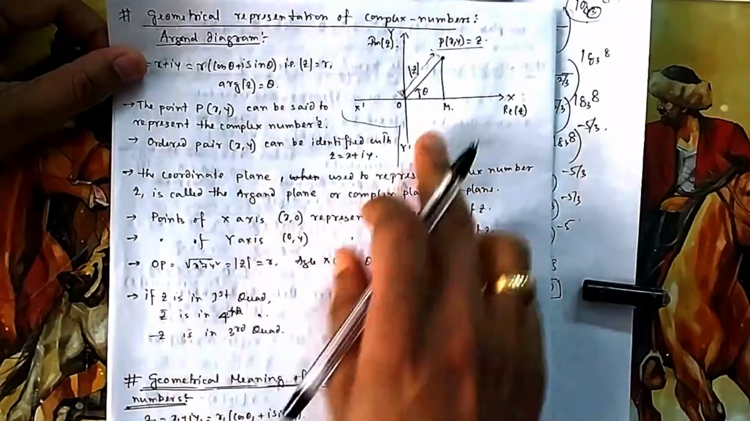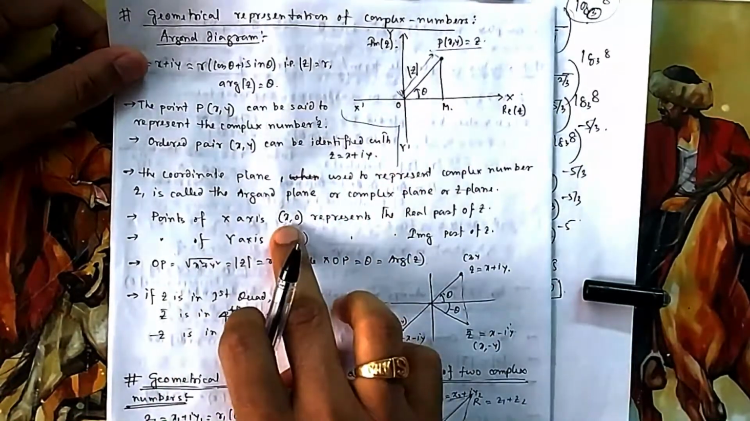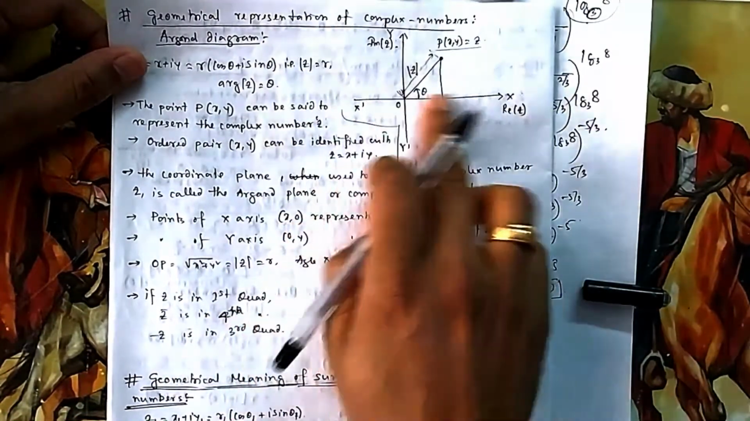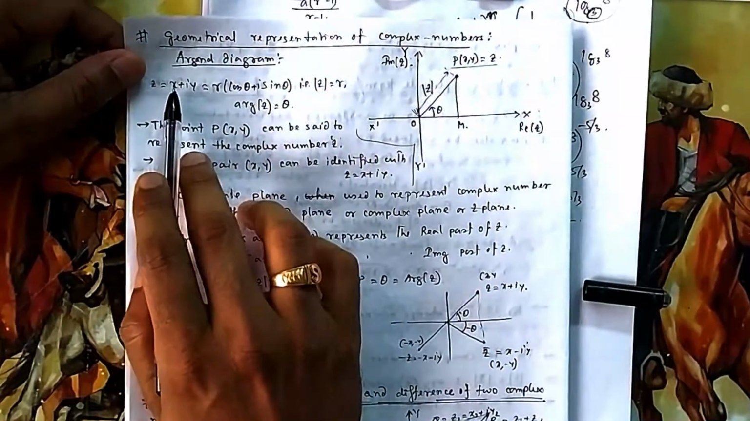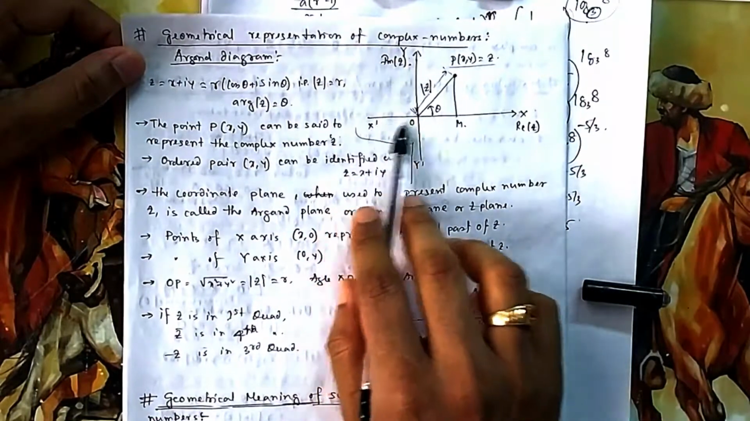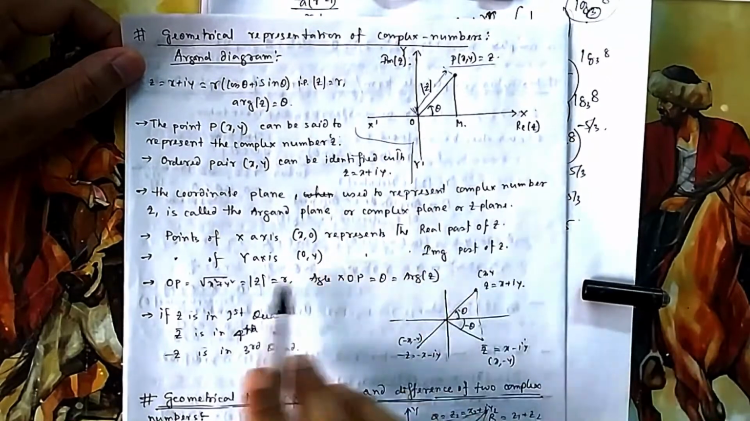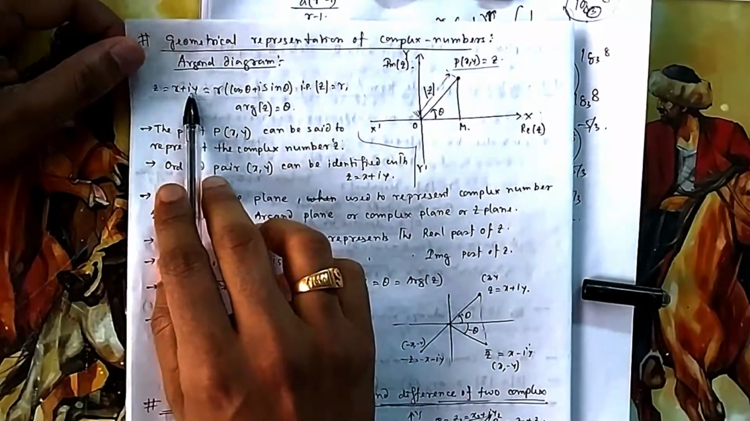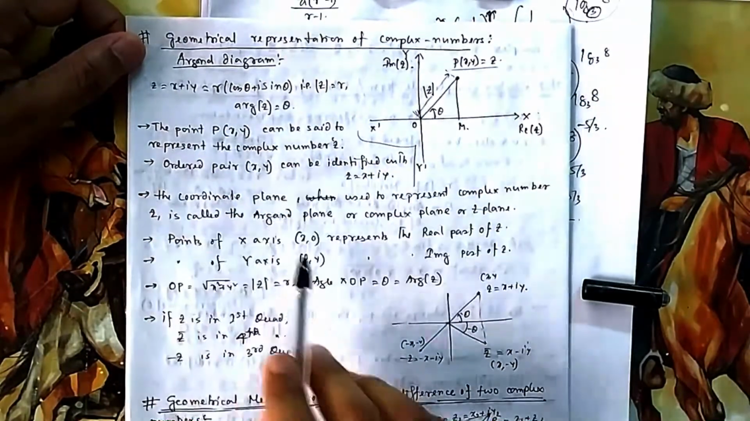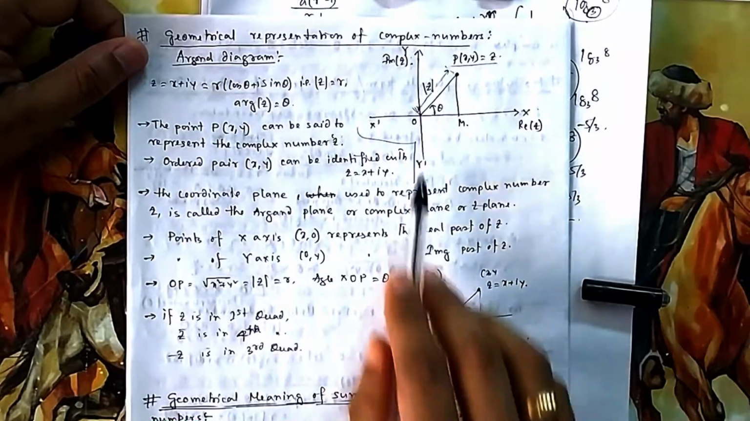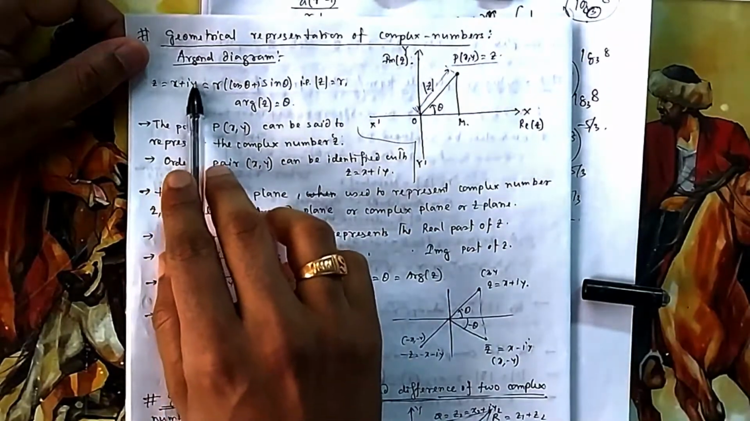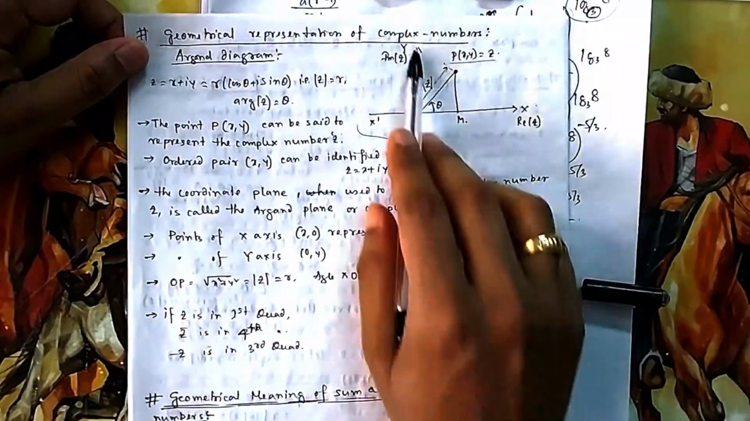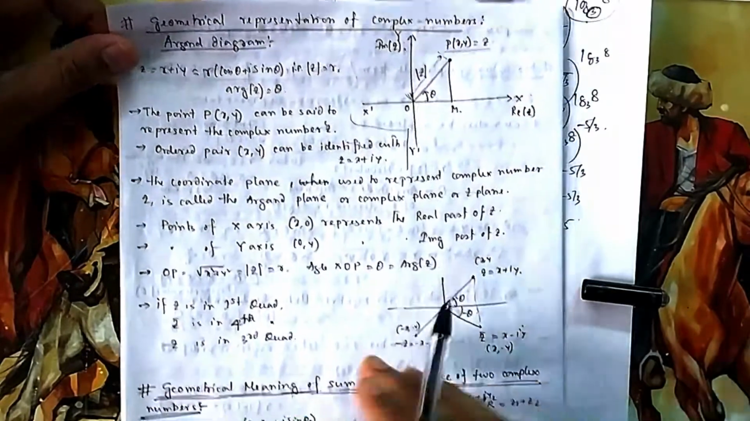Every point on the x-axis will be in the format (x, 0), because on the x-axis y is 0. So in complex numbers also, if it is (x, 0), that means it is a real number. That's why this represents the real part of z. Any point on the y-axis has the format (0, y). If x is 0, it is purely imaginary, that is, only the imaginary part is there. So that's why y becomes the imaginary part.